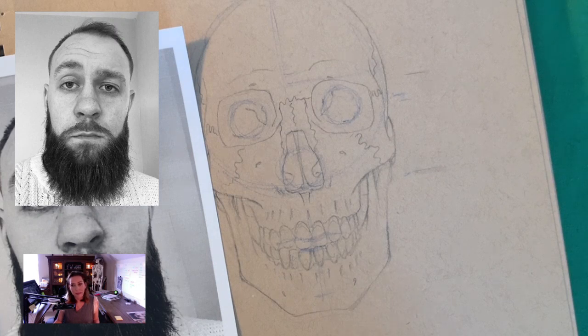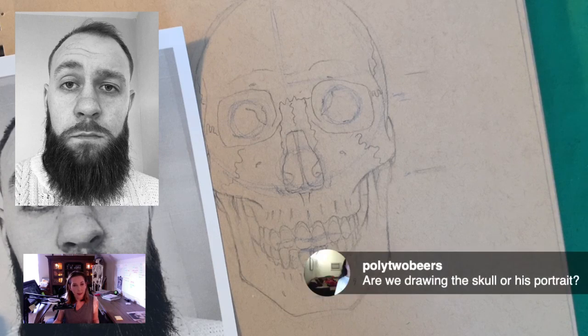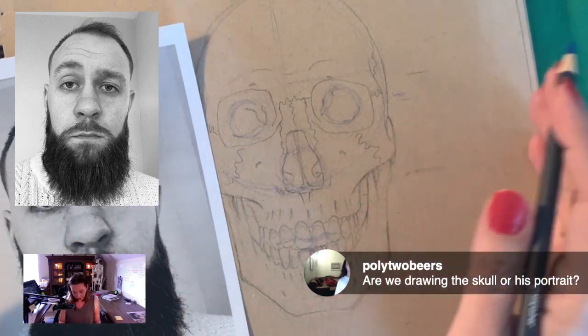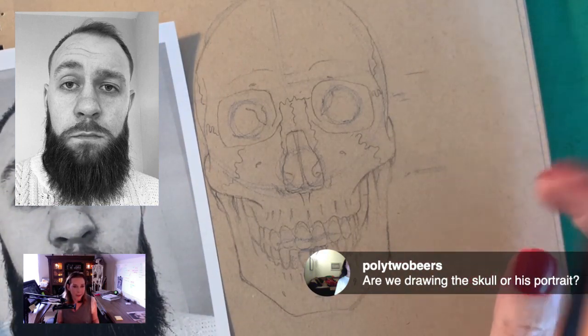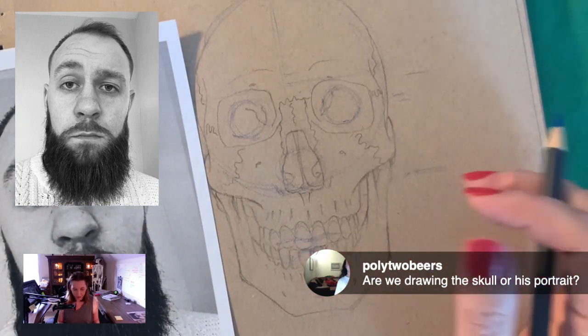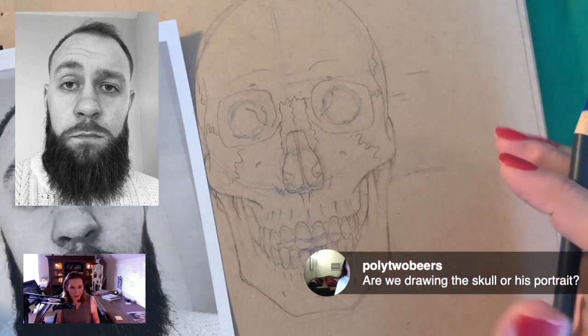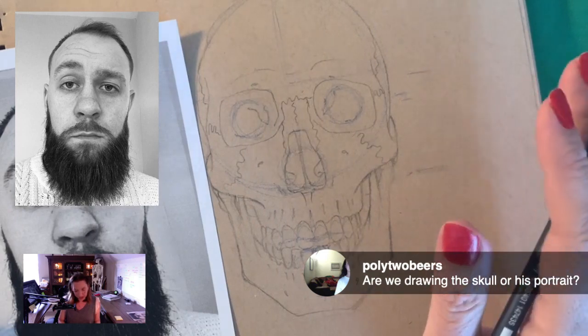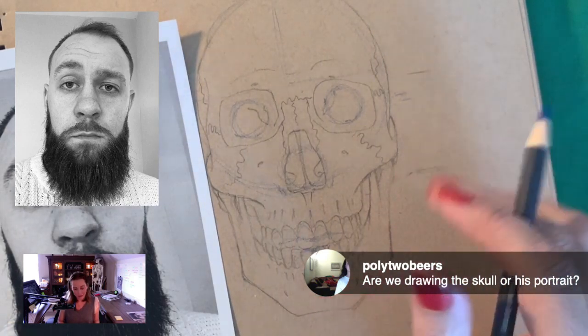Let's see here. So Polly asks, are we drawing the skull or the portrait? I would just draw the portrait. Just draw the portrait. I might even erase the skull afterwards. Because my background's in anatomy, I just thought it'd be fun to throw a little bit of that in there. But by all means, just go for it and draw the portrait.